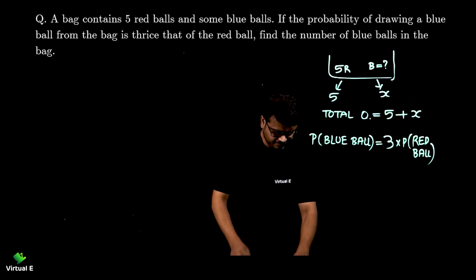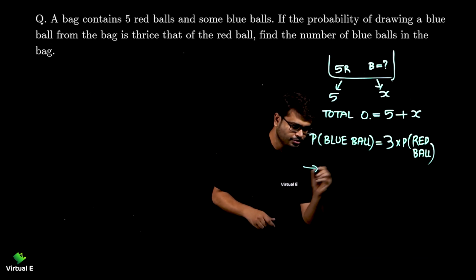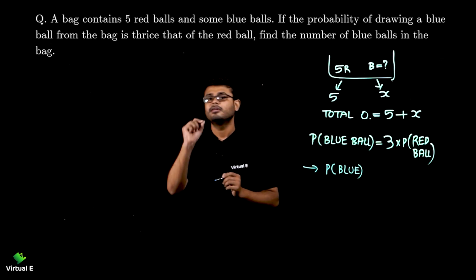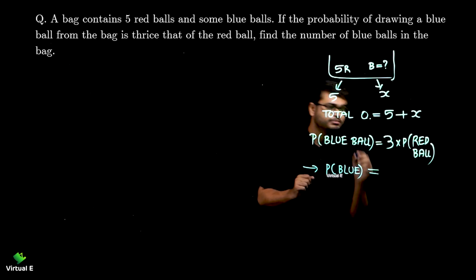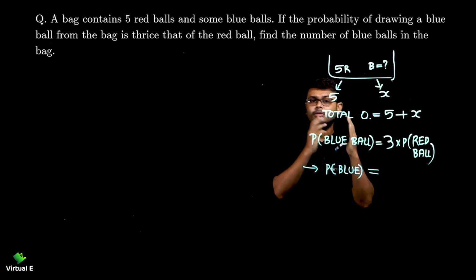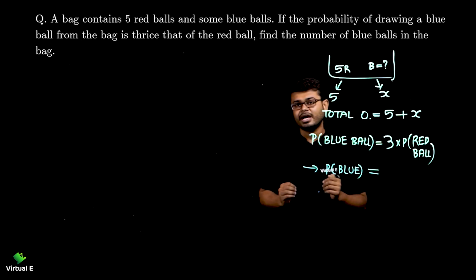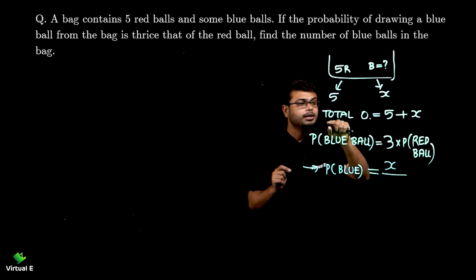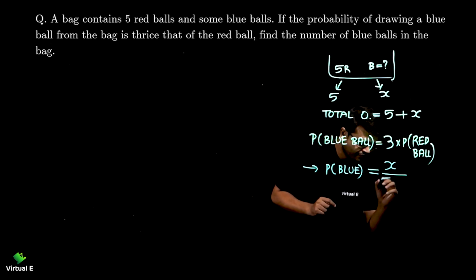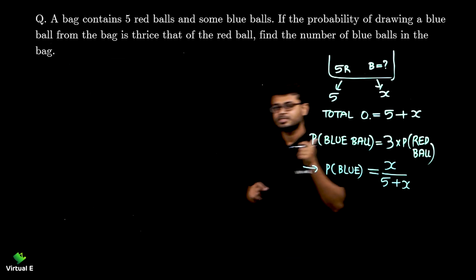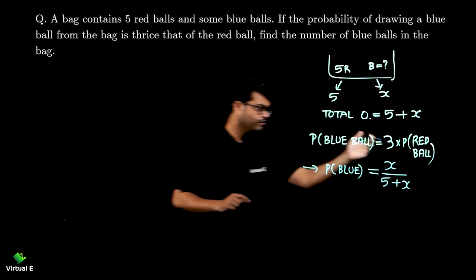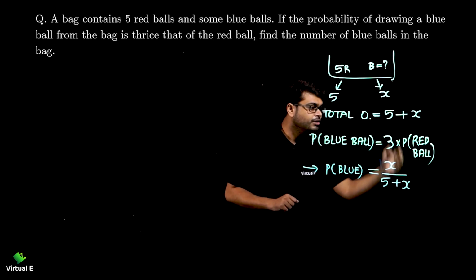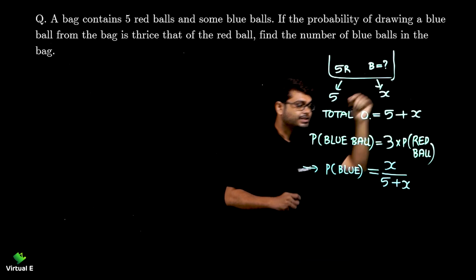So first, let's find the probability of blue ball. What is the favorable outcome in this case? Favorable outcome means the number of blue balls. How many blue balls do we have? That is only X, so X is in the numerator, and the total number of outcomes is 5 plus X. Very simple, right? Number of blue balls over total number of outcomes, that is X over 5 plus X.